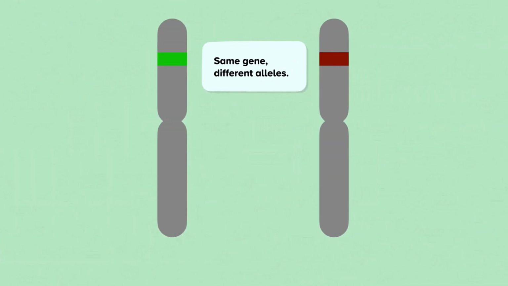Chromosomes are in pairs in the body cells of many organisms. The genes are in the same place on each one of the pairs, so these two here are the same gene, just different alleles. They code for the same characteristic, just different versions.